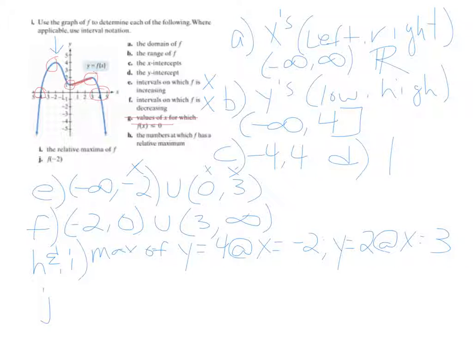Finally, part J, f of -2. So they've given us an x value, -2, and they want us to find the y value that matches it. When x is -2 on this graph, y is 4.